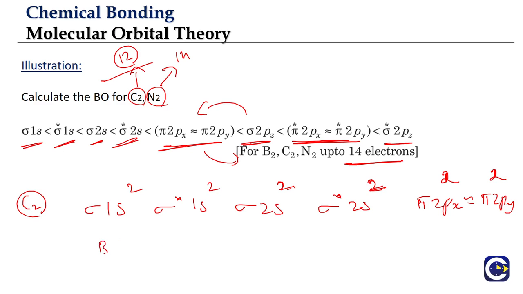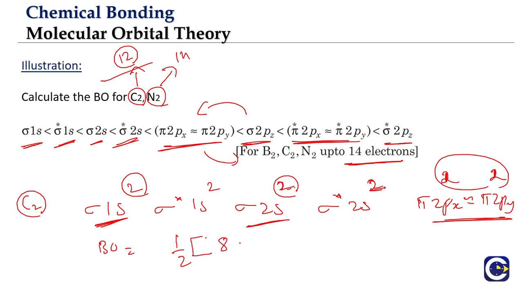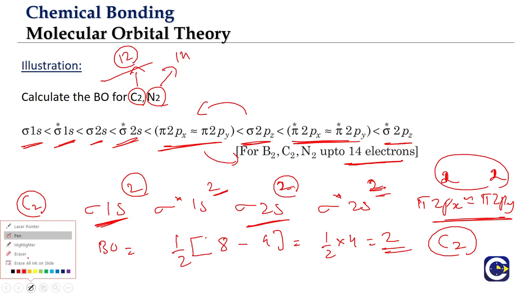Now what is it that we are trying to find? Bond order. Bond order means half into the number of electrons in bonding orbitals minus the number in anti-bonding orbitals. What are bonding orbitals? Look at this, I'll just underline. This is a bonding orbital, this is a bonding orbital, then these two are also bonding orbitals. So totally 2 plus 2 plus 4, it is 8, minus the anti-bonding, which will be here and here, 4. So half into 4 is equal to 2. So the bond order in case of the C2 molecule will be 2.